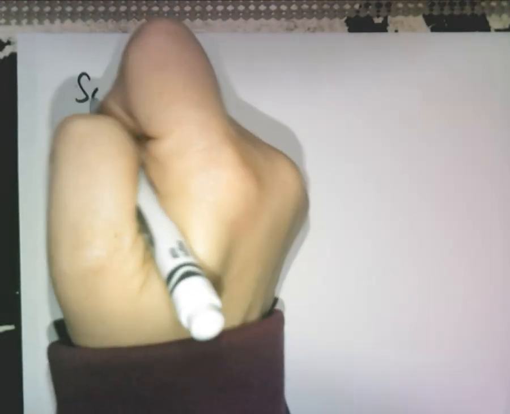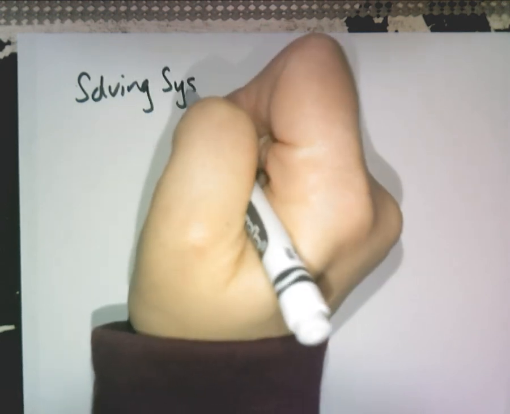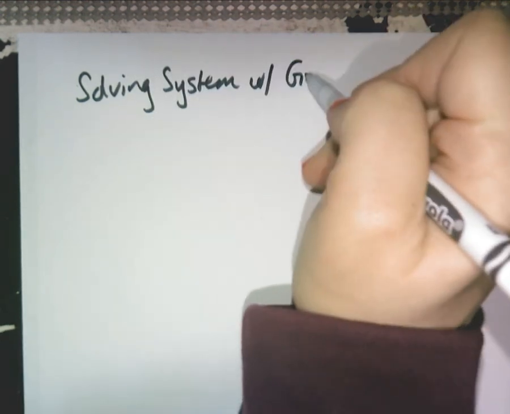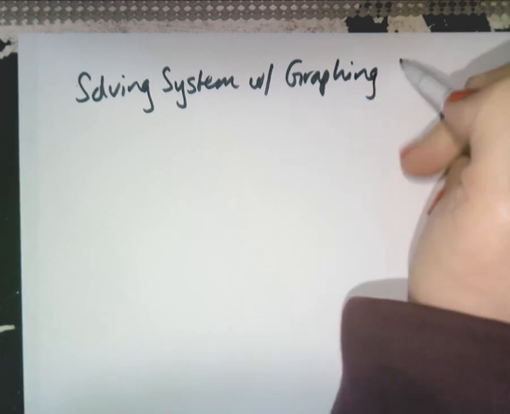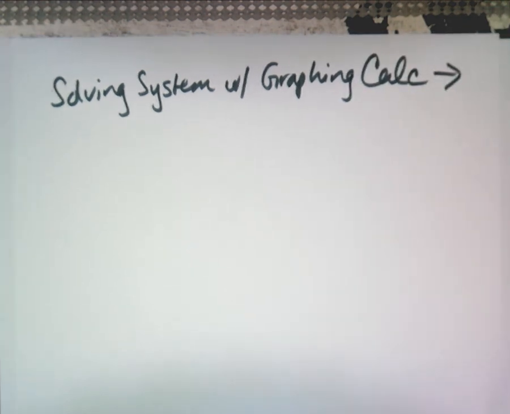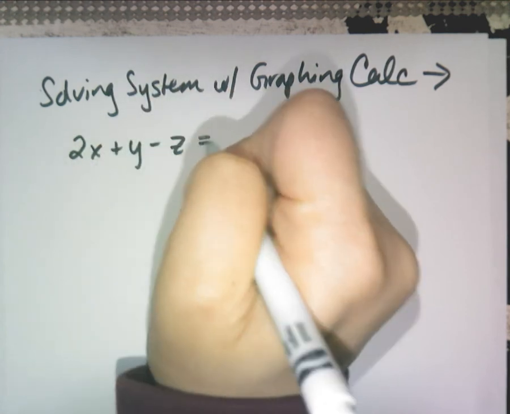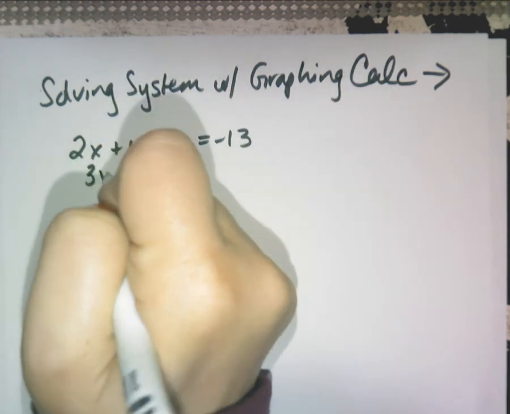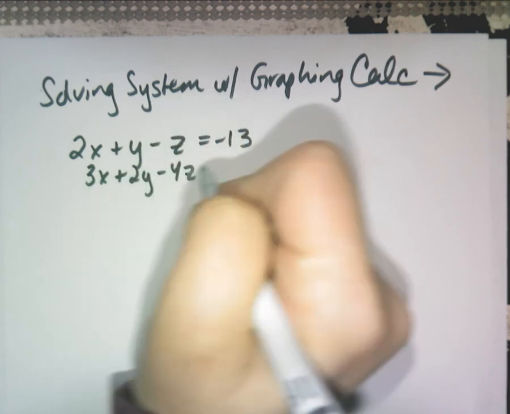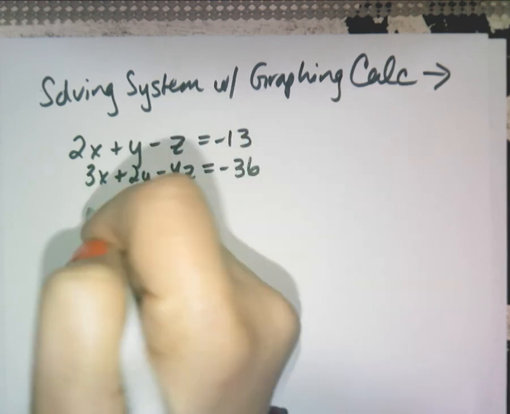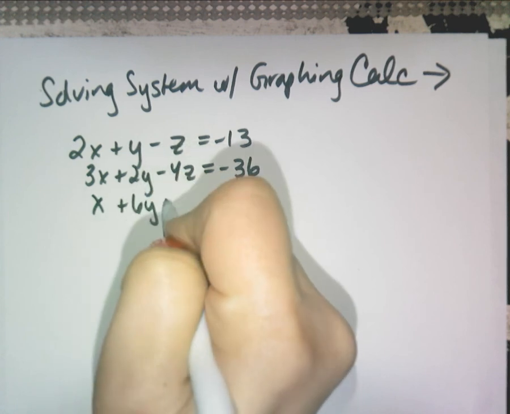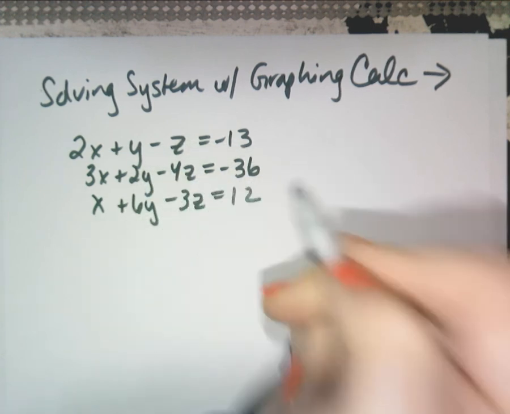All right. And then one more thing I just want to show you is using the calculator, if you're given or allowed to use a calculator, solving a system with the graphing calculator. And I'm actually going to do that same one, 2x plus y minus z equals negative 13. Equals negative 36, and x plus 6y minus 3z equals 12.